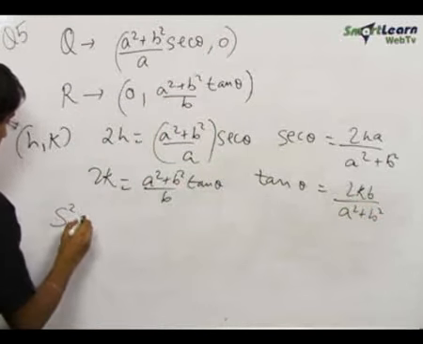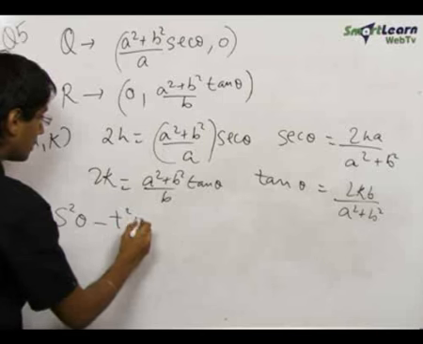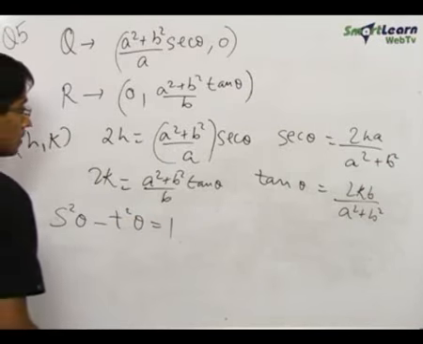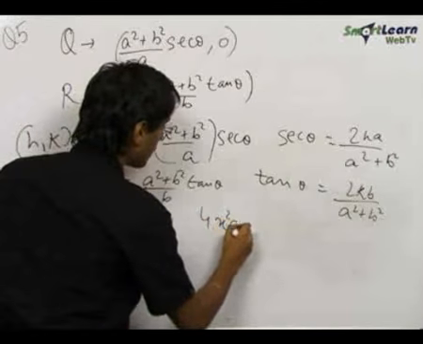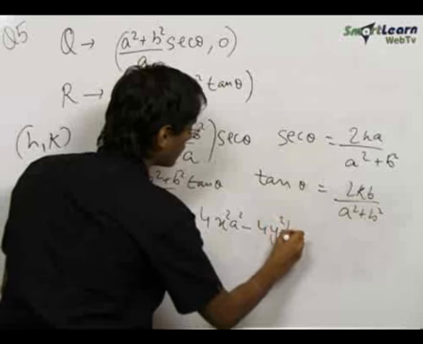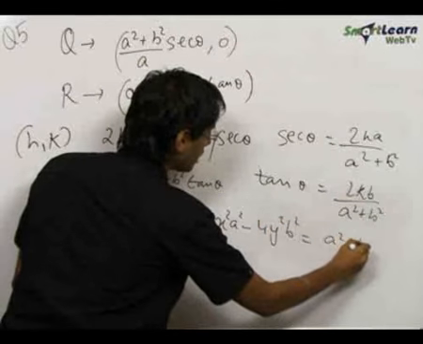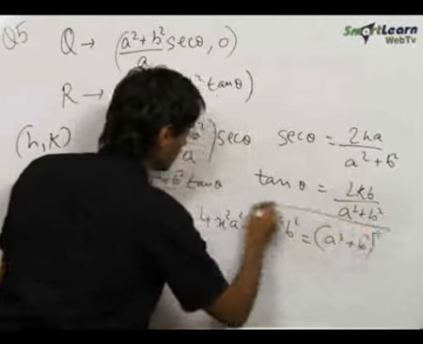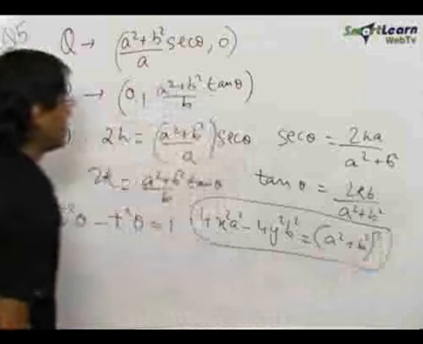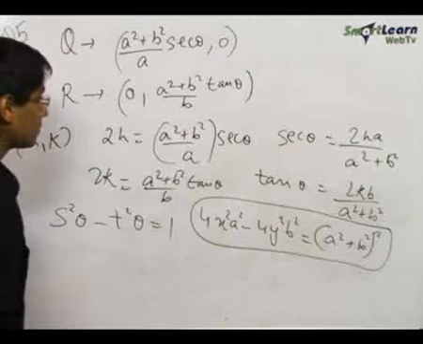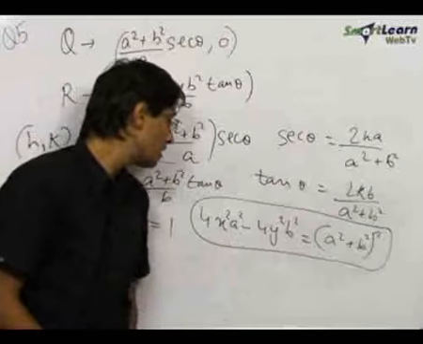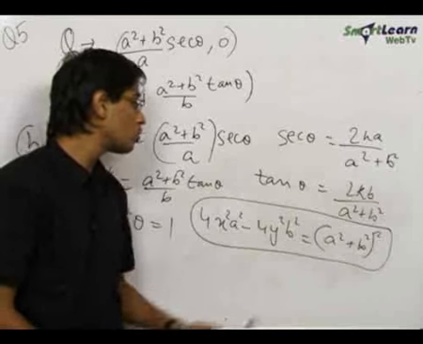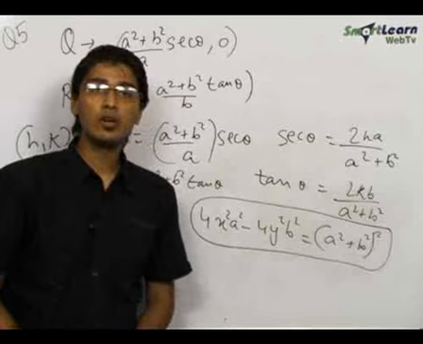Now we can use sec square theta minus tan square theta is equal to 1. So this becomes 4x square a square minus 4y square b square is equal to a square plus b square whole square. So our final answer for the locus of the midpoint of QR is 4x square a square minus 4y square b square is equal to a square plus b square whole square.